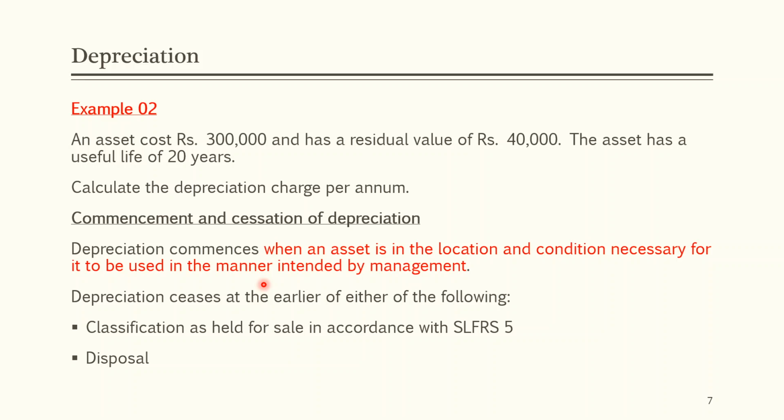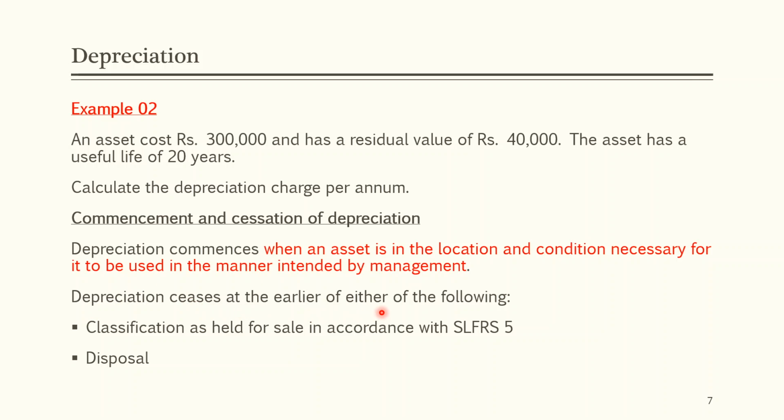So we need to do certain modifications and certain testings to make that machine into the location and condition that is expected by the management. Assume we have purchased the machine on 1st of April and done certain modifications. By 30th September, that machine is in the location and condition as intended by management. So 1st of April we purchased it, 30th September it is ready for us to use. Then we have to start depreciation not on 1st of April but from 30th September onwards. That is what it says.